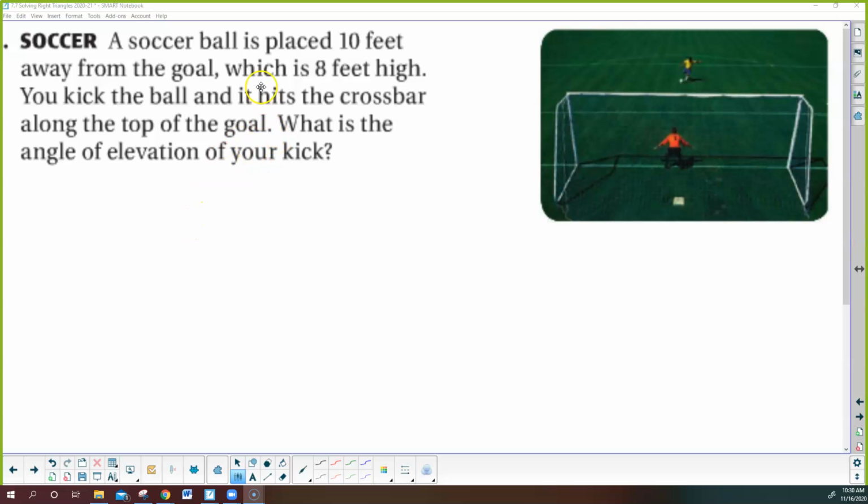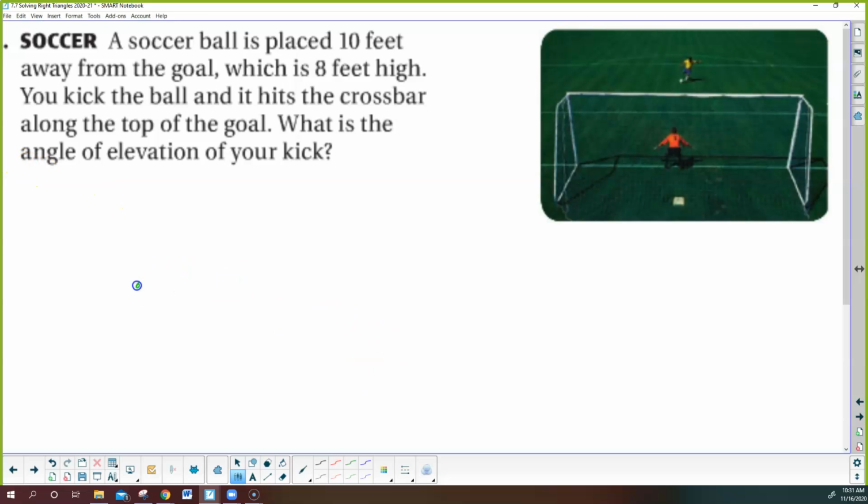That relationship will always be true for every triangle. Okay, so instead of writing all this, let's read it and just draw our own picture, and then I'll have you go ahead and solve. So a soccer ball is placed 10 feet away from a goal. The goal is 8 feet high. You kick the ball so it hits the crossbar along the top of the goal. What is the angle of elevation that you kicked?